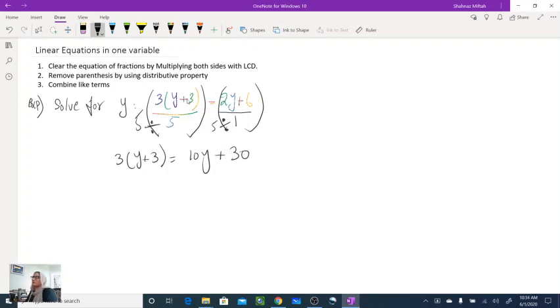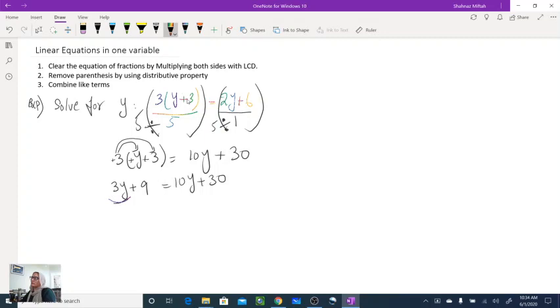Now, second, remove parentheses by using the distributive property. 3 multiplied with y, 3 multiplied with 3. So 3 times y is 3y, 3 times 3 is 9, and I keep it positive because positive multiplied with positive stays positive. 10y plus 30. Now combine like terms, and we already know my like terms: 3y and 10y are like terms, 9 and 30 are like terms. So I'm going to circle my like terms first.